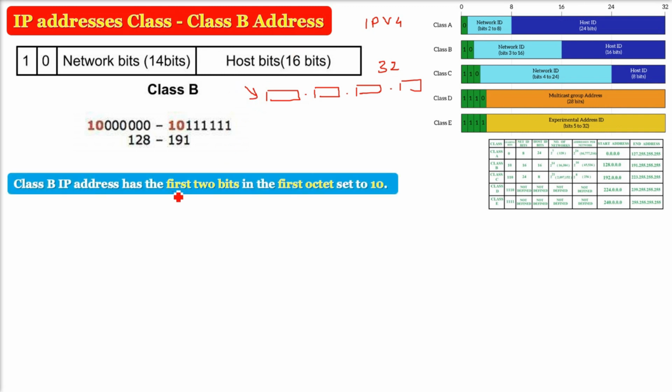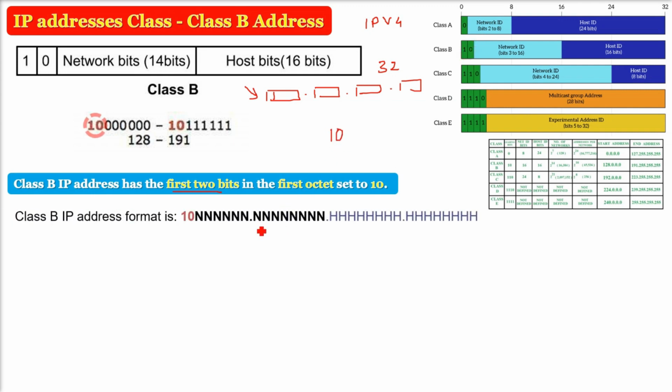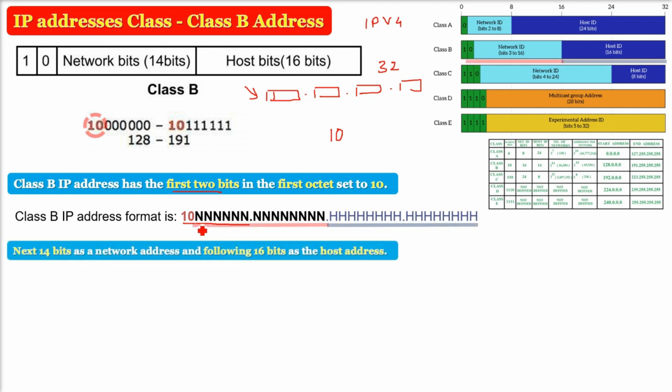In class B address, the first 2 bits of the leftmost octet, which is a combination of 8 bits, are fixed to 10. Class B, the first 2 bits fixed as 10. So the first bits are decided to be 10, this is fixed. So what all are remaining? The remaining are the next 14 bits.